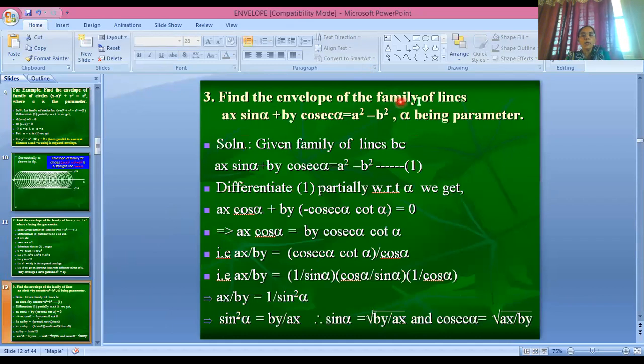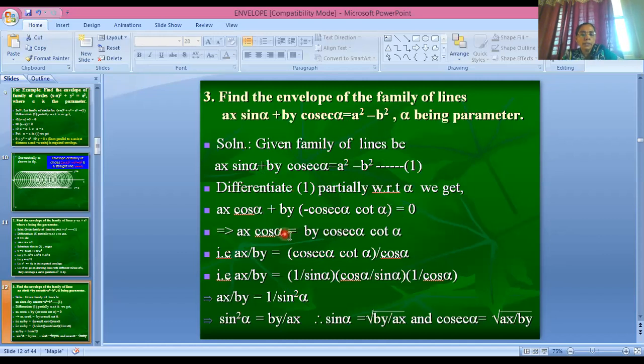Next one, find the envelope of the family of lines ax sin alpha plus dy cosec alpha equal to a square minus b square, alpha being the parameter. Here again, the same procedure: you have to differentiate this equation partially with respect to alpha. Differentiation of sin alpha is cos alpha, differentiation of cosec alpha is minus cosec alpha into cot alpha, equal to 0.